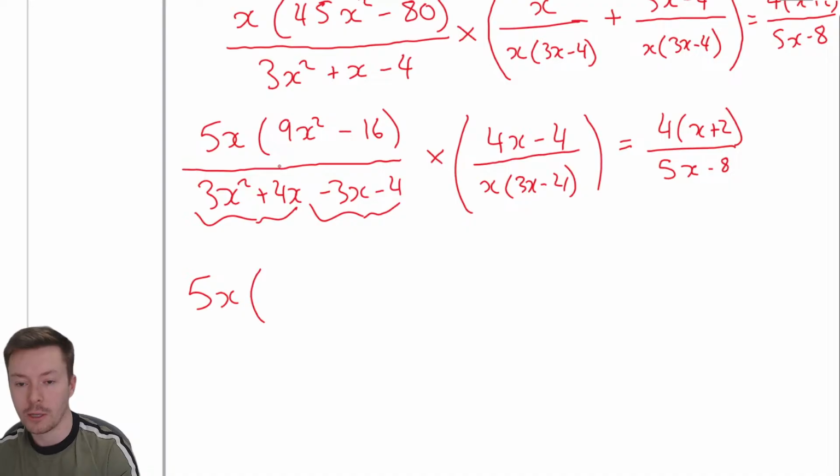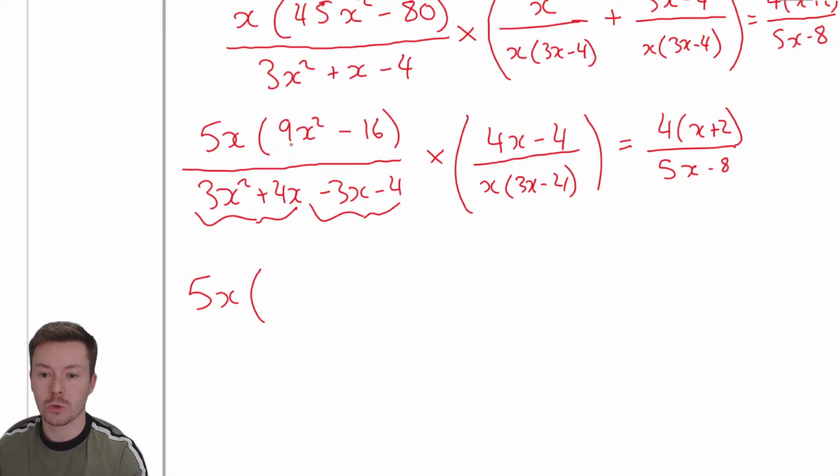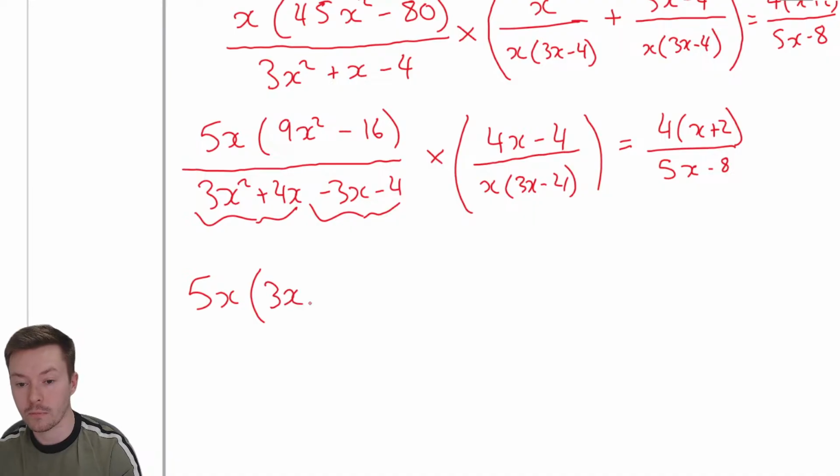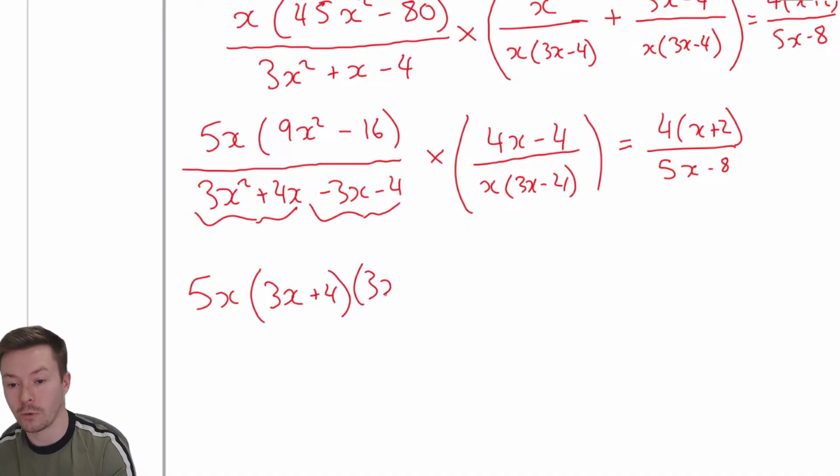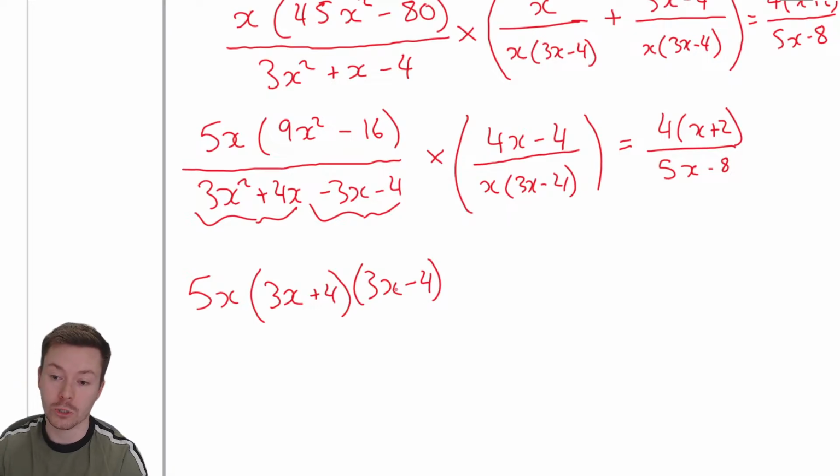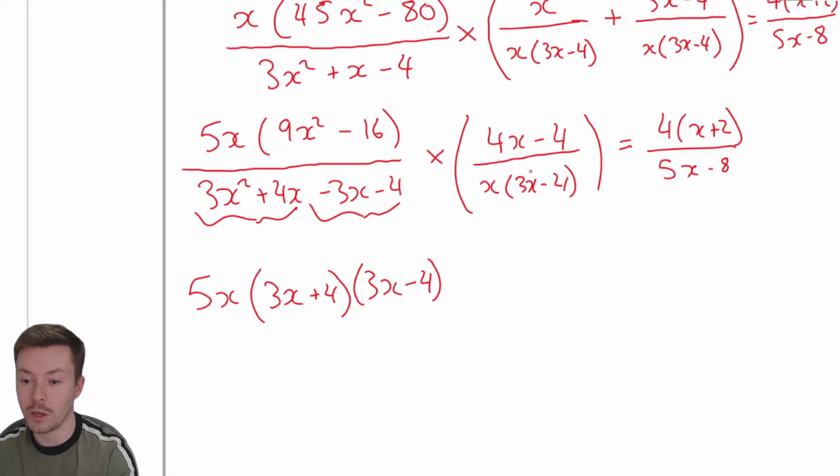5x, and then this is a difference of two squares. So I'm going to square root 9x squared, which is 3x, and then square root 16, which is 4. So we're going to get (3x plus 4)(3x minus 4). Now remember what I said at the start, a bracket on the top should be the same as a bracket on the bottom, and over here we've got that 3x minus 4 on the bottom.